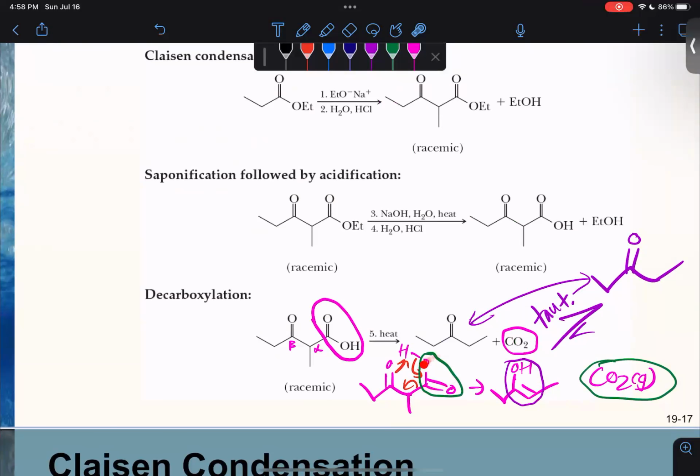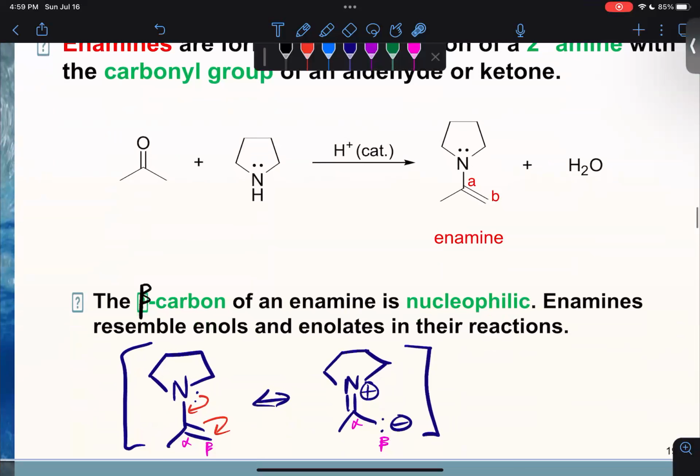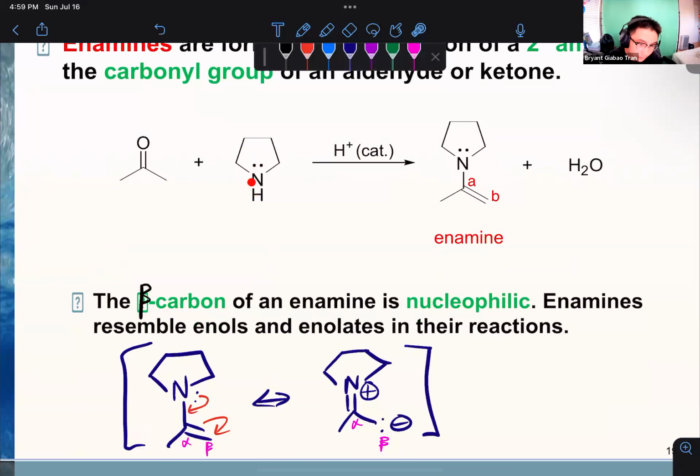Enamines. Yeah. So when you have a secondary amine and a carbonyl, you're going to form an enamine here. He didn't go over the mechanism, but I don't know if you need to know that. We could go over it really quickly. Hold on, let me check my notes to see if he did it. Okay. But enamines will always occur with this guy. Yeah, with a secondary amine. If you have a primary amine, then you'll form an imine, which is different than an enamine.